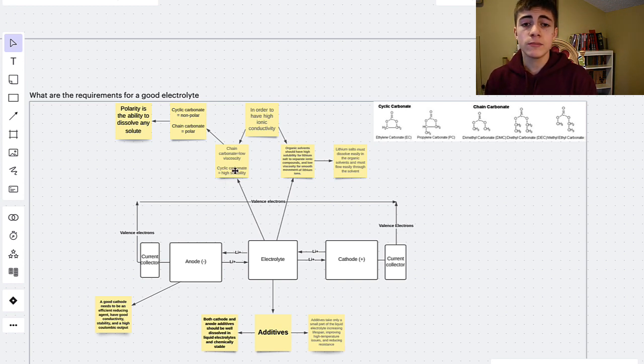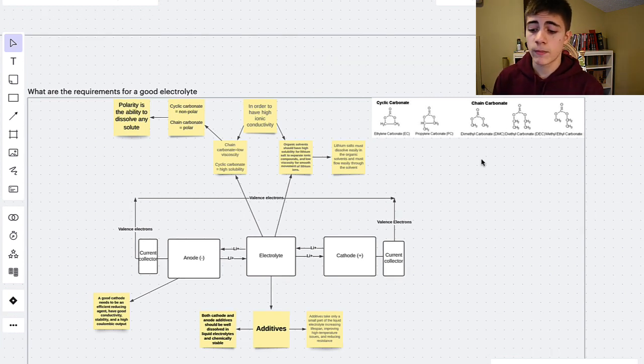Low viscosity means that the lithium ions can flow through the electrolyte pretty easily, and high solubility means that the organic solvents can cut the ionic bonds between the lithium salts. Chain carbonates have a structure of a chain. Chain carbonates include dimethyl carbonate, diethyl carbonate, and methyl ethyl carbonate.